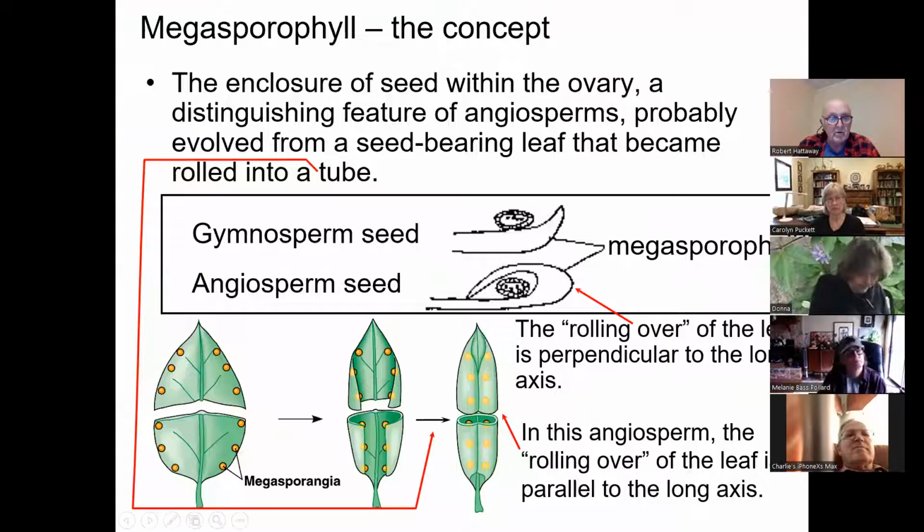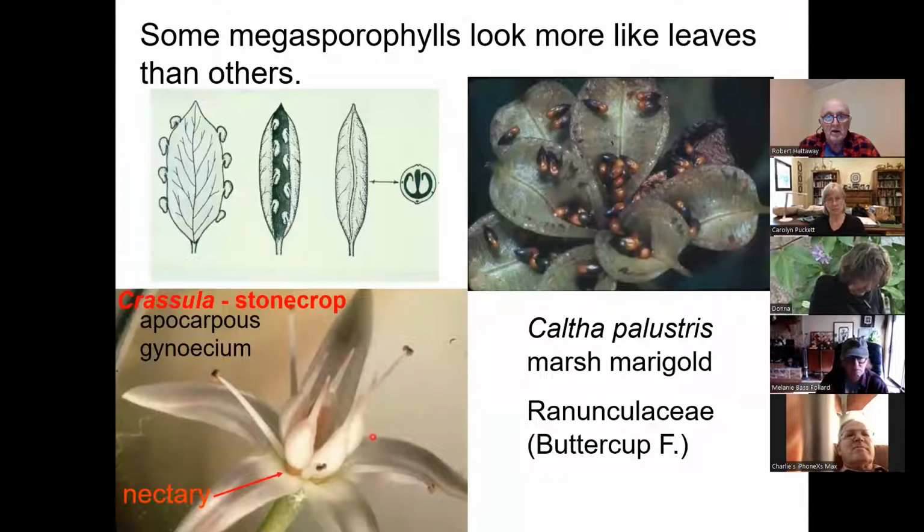Okay. Now, what you see here is kind of like what we were dealing with in the chocolate tree plant, where you have sporophylls on something that looks like a leaf. And in this marsh marigold, you've got a sporophyll that looks like a leaf, a fertile one. So this is a primitive angiosperm in the buttercup family. So what I'm trying to do is make the concept of sporophyll easier to understand, and also distinguish carpel. Carpel and megasporophyll are the same thing.